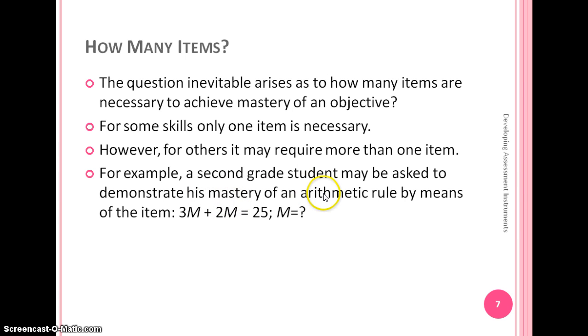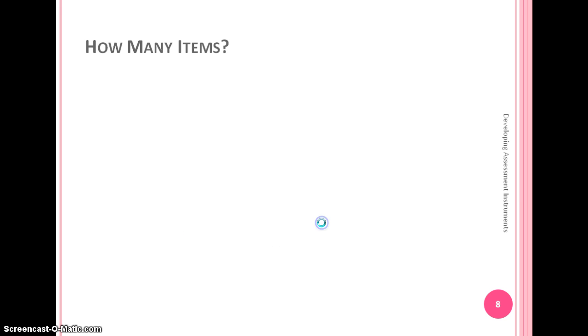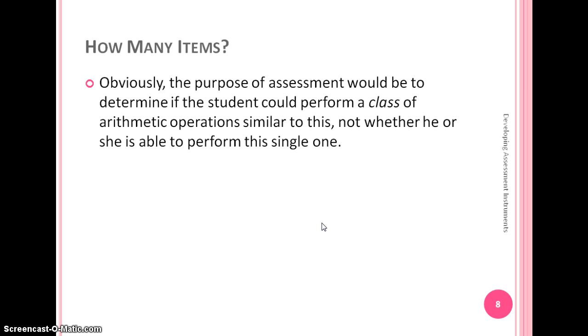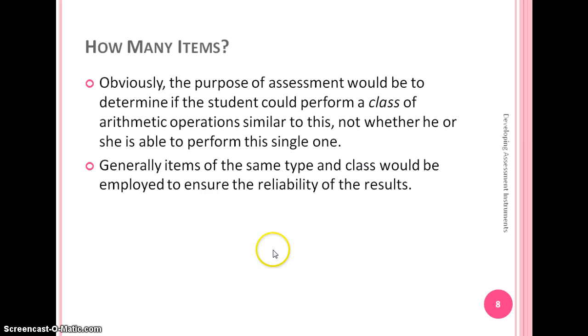A second grade student may be asked to demonstrate his mastery of an arithmetic rule by means of an item. The question is 3m + 2m = 25. So what is m? What we can see here is that the purpose of the assessment would be to determine if the student could perform a class of arithmetic operations similar to this. We want to see whether he or she is able to perform this single one. Generally, items of the same type and class would be employed to ensure the reliability of the results.